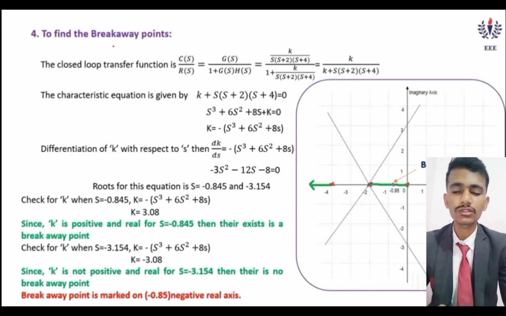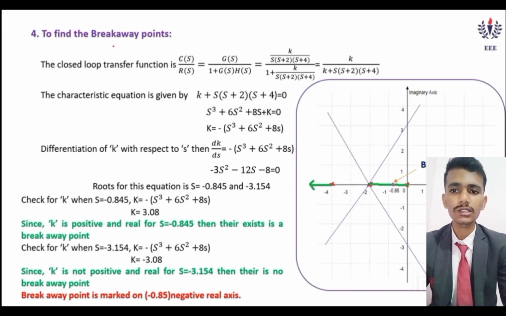Here the transfer function equation is given: C(s) by R(s) is equal to G(s) upon 1 plus G(s) into H(s). G(s) is given and H(s) is unity feedback. So the equation for this transfer function is K upon K plus s into (s plus 2) into (s plus 4). After that we will find the characteristic equation from the denominator of the transfer function.